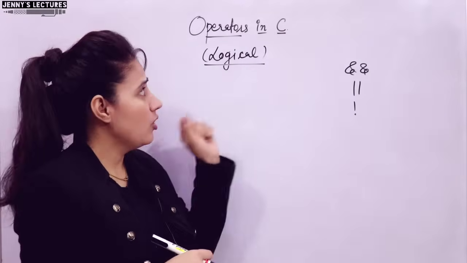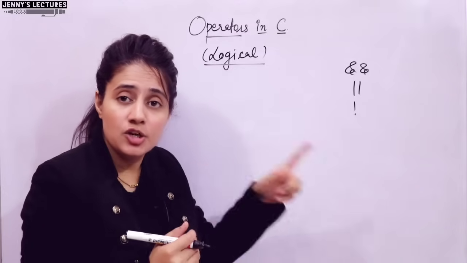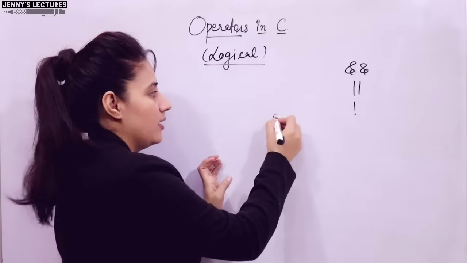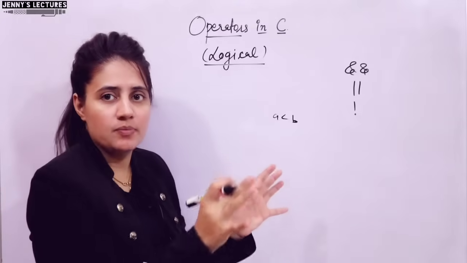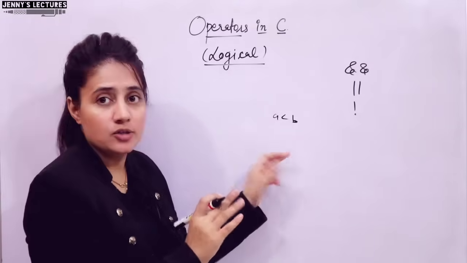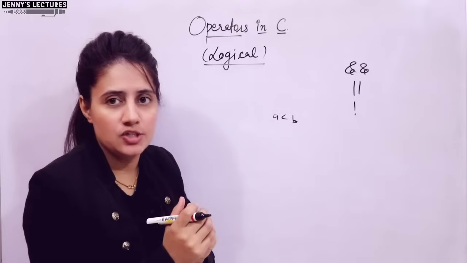Now, logical operators are used to test more than one condition. Relational operators we have discussed. There we were checking one condition, like A less than B, A greater than B, or something else. One condition we will check using relational operators. But logical operators are used to test more than one condition.